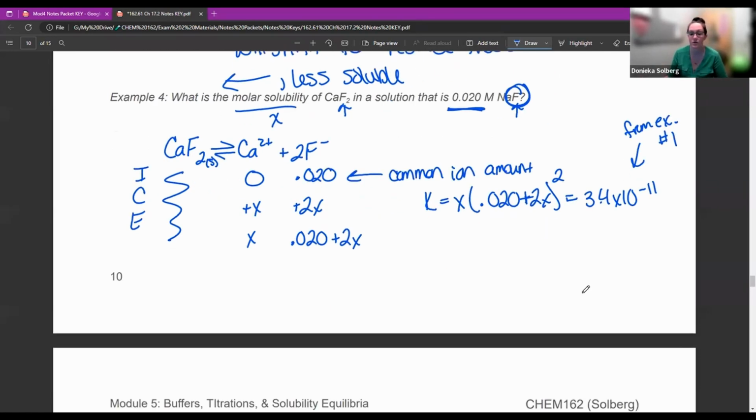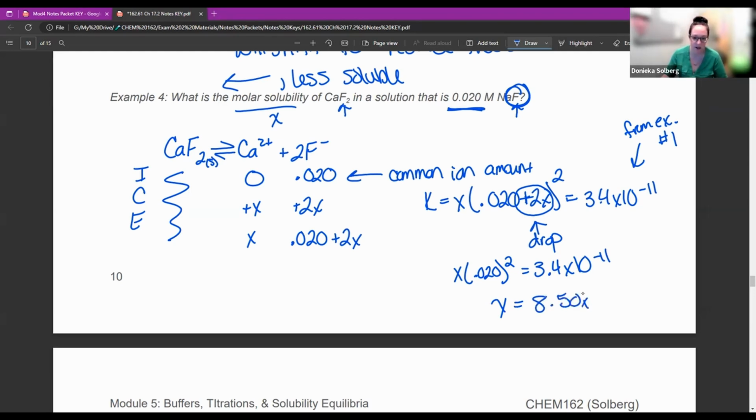Now, you're welcome to use the solver button if you want to, but just like in our acid and base equilibrium, these K values are so small that anything that is plus X or minus X, you can drop and then solve for X, because it's actually not going to make that much of a difference. So I can drop this. Instead, I would just do X times 0.020 squared equals 3.4 times 10 to the negative 11. And I get that X is 8.50 times 10 to the negative 8th molar, right? That is actually what I am looking for.